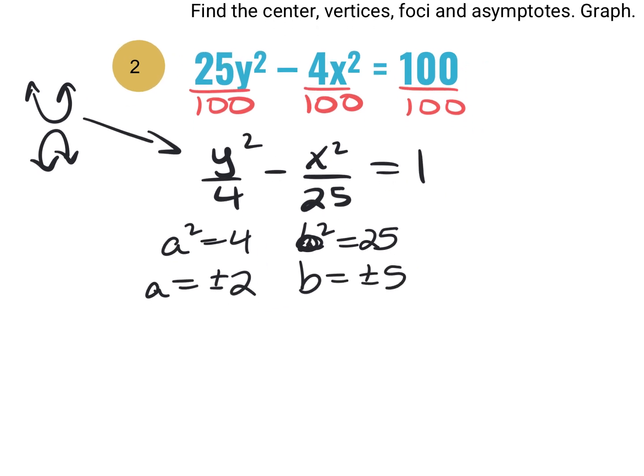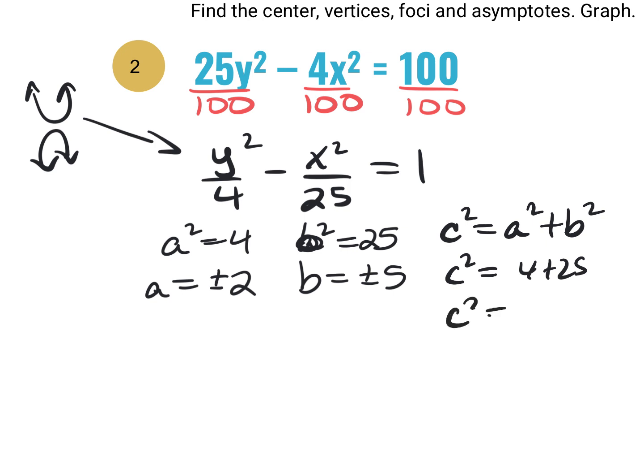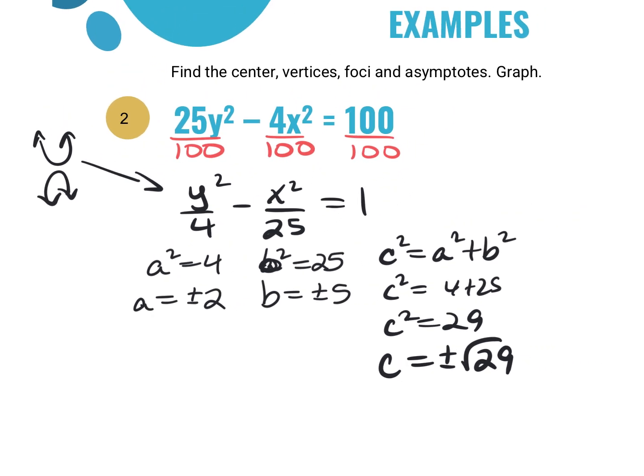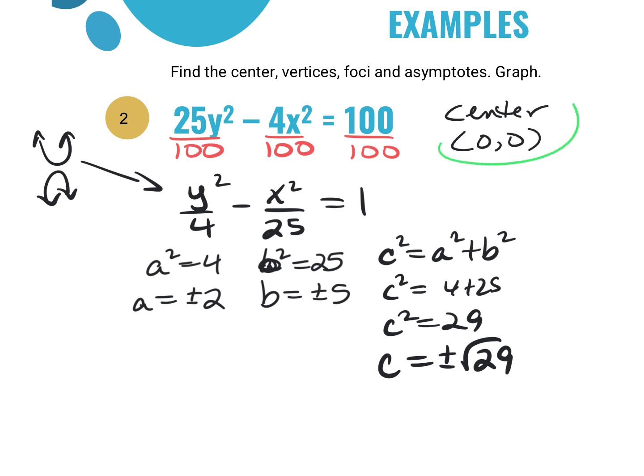And then to find c that we need for the focus, c squared equals a squared plus b squared. So c squared equals 4 plus 25. C squared equals 29. So c is equal to plus and minus the square root of 29. Now notice there is nothing being added or subtracted there with the x squared and the y squared. So this tells me my center is 0, 0. So that'll be my center point.